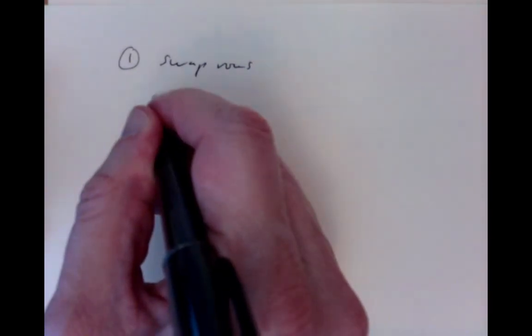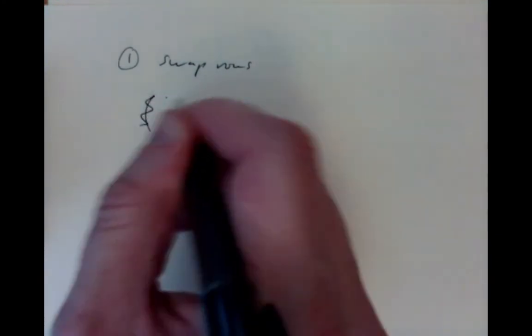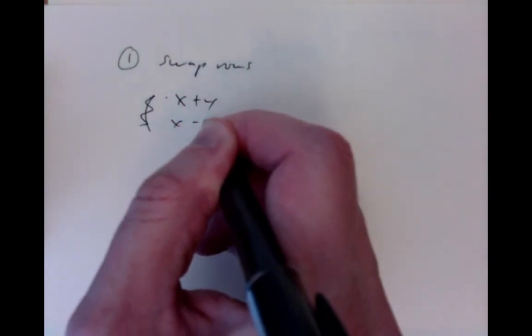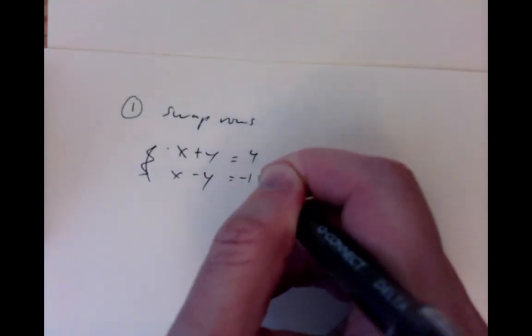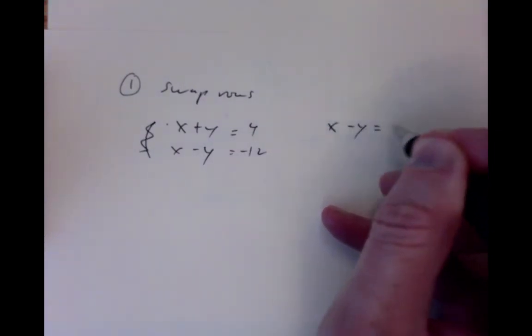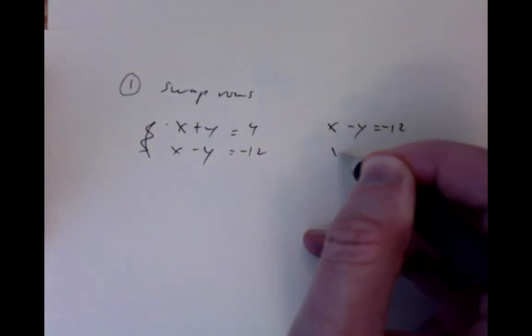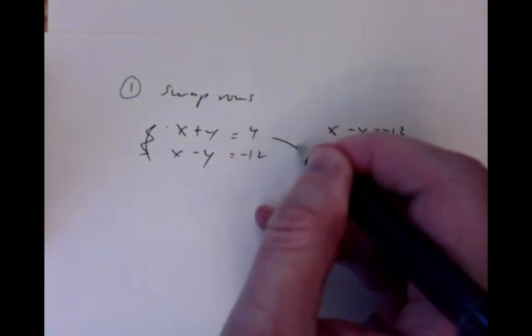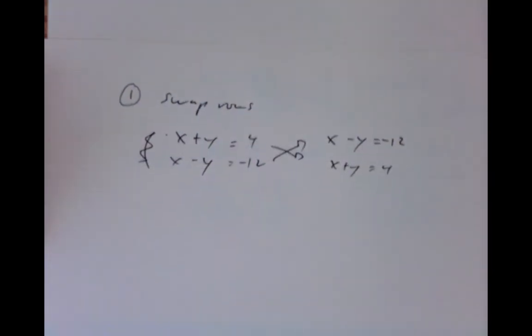One thing is obvious: we can swap rows. That's easy because that just changes the order in which the equations are written down. So if we have our equations x plus y equals 4 and x minus y equals minus 12, we could write them in the opposite order and that would be fine: x minus y equals minus 12, then x plus y equals 4. It doesn't change anything with what the answers are if you write them down in a different order.